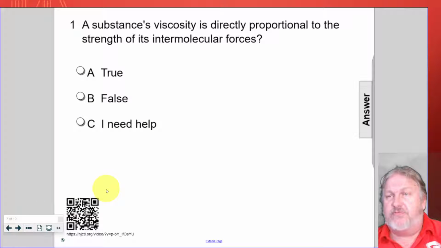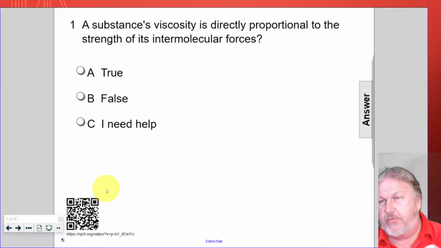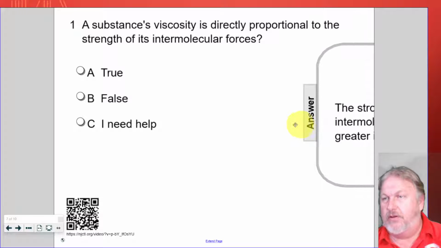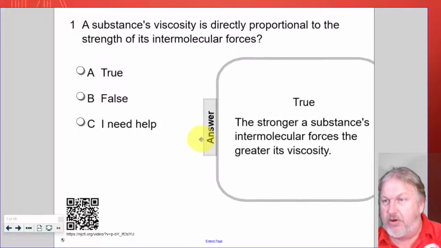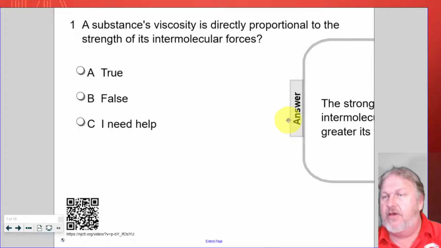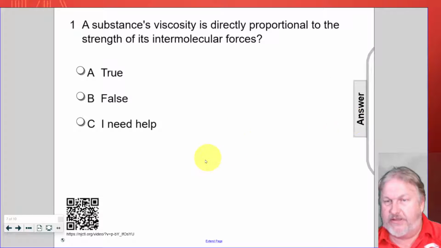A substance's viscosity is directly proportional to the strength of its intermolecular forces. Is that true or false? Well, I'd say it is true. The stronger the substance's IMF, the greater its viscosity.